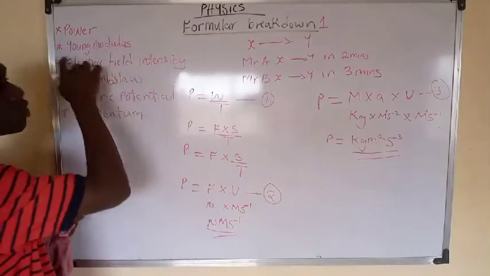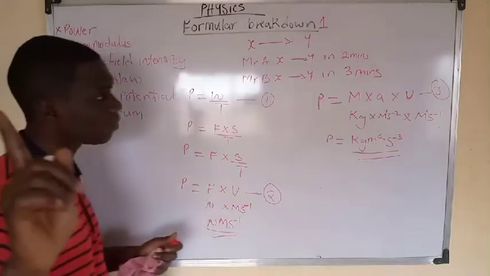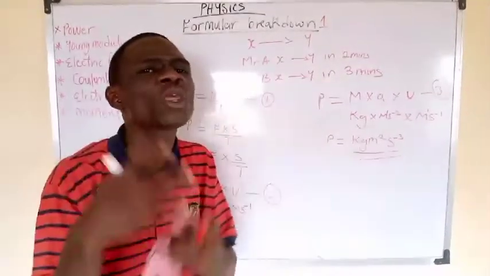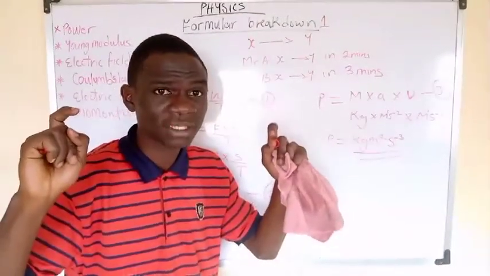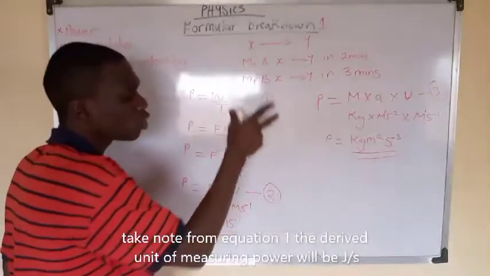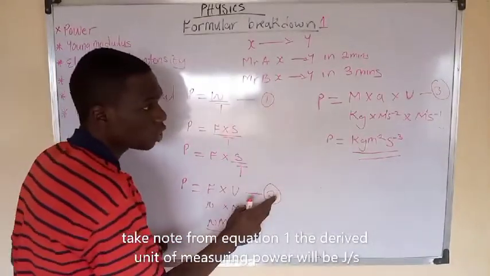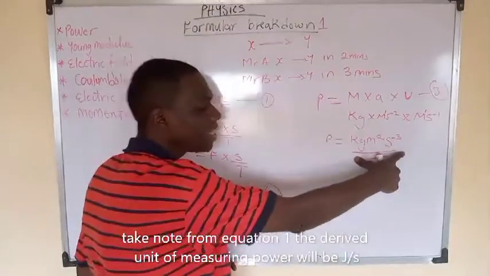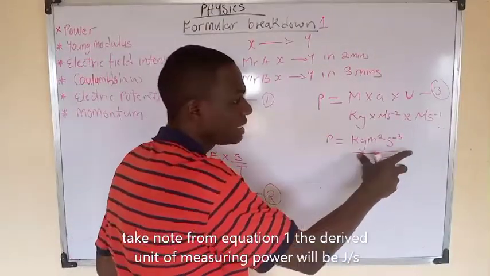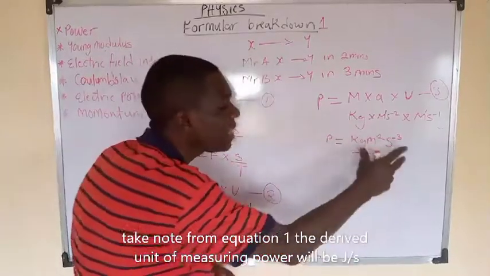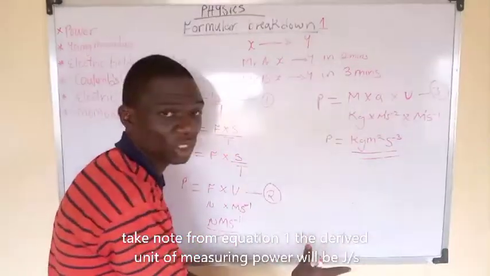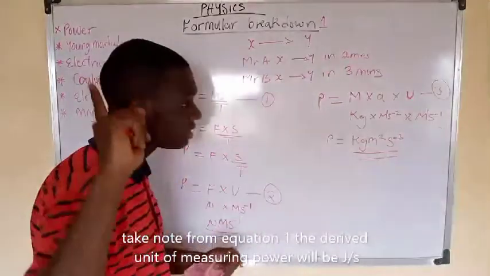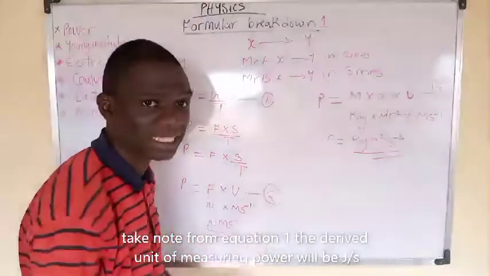Okay, before we proceed to Young modulus, I will need to explain some things. The SI unit, that is the standard unit of measuring power, is in watts. Alright? But based on the derivation of these three equations, where we brought out some other formulas, this is the derived unit for measuring power. Alright? This is the derived unit for measuring power based on what? Formula breakdown. Okay, this is the derived unit of measuring power. So please take note of that in your CBT exams, alright? In your OBJ exams, okay?